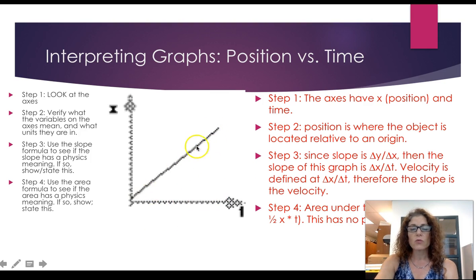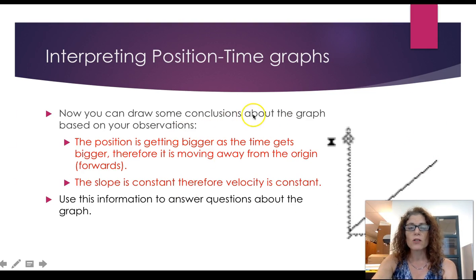The area would be this area here, the area of a triangle, which is 1/2 times x times t. Well, that doesn't have any meaning in physics, right? Position times time doesn't mean anything. So that's not useful here. So then what conclusions can I draw? Well, I can say the position is getting bigger and bigger as I go away from the origin, right? I'm moving forwards. And the slope is constant, therefore velocity is constant.